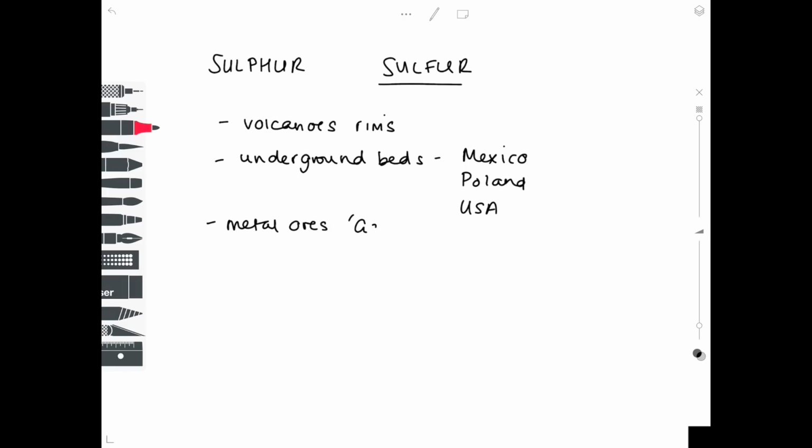It can also be found inside metal ores, and its name is galena. And lastly, you get sulfur as sulfur impurities found within fossil fuels. And remember, this is a major issue when you burn the fossil fuel. The sulfur impurities react with air, with oxygen, forming sulfur dioxide, which we know can contribute to acid rain.